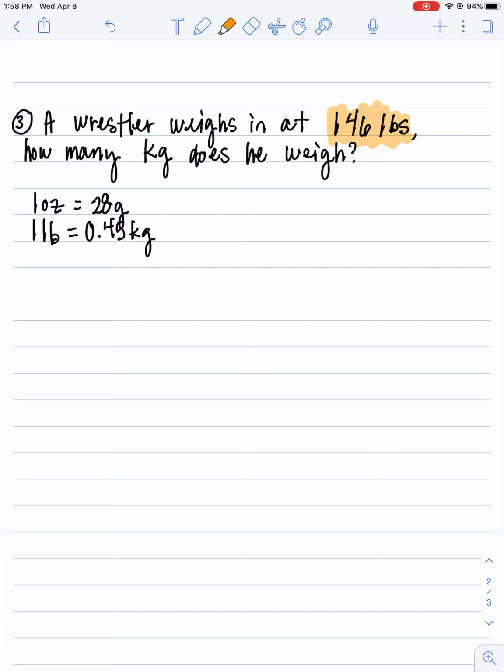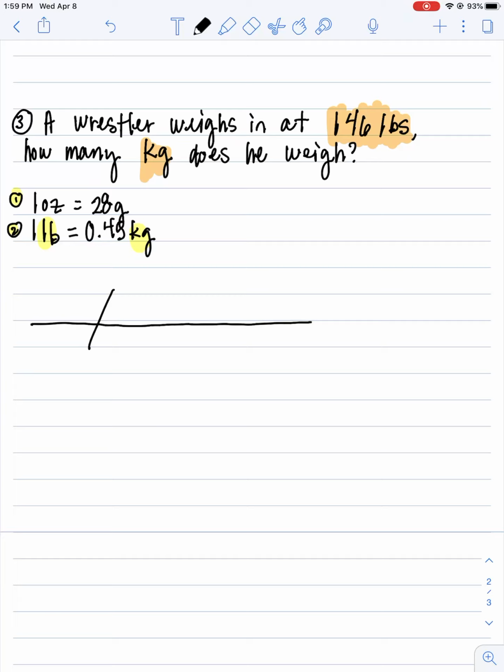Okay, so if we take a look at the problem again, the wrestler weighs 146 pounds, and the question wants to know how many kilograms. So if you take a look at the information that I gave you, this is conversion fact 1 and conversion fact 2. Take a look at conversion fact 2. Conversion fact 2 discusses pounds and kilograms, and our problem also discussed pounds and kilograms. So that is the conversion factor that we need to use, okay?